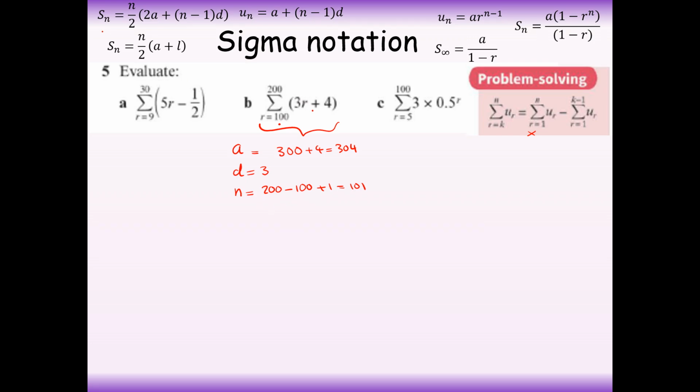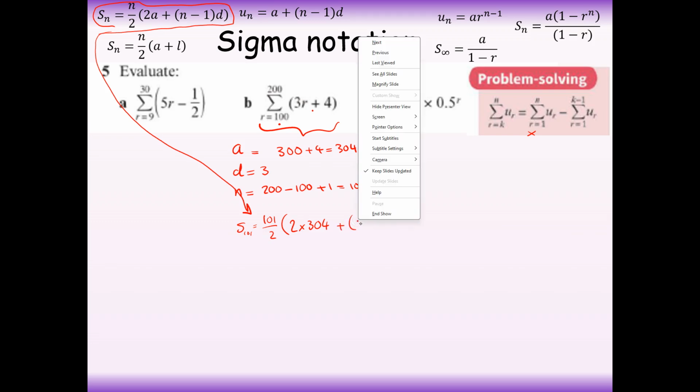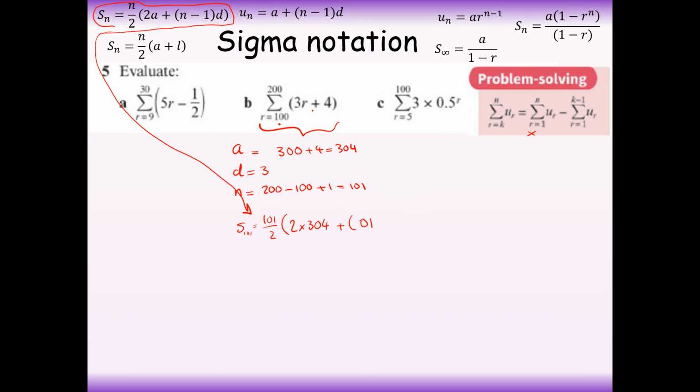Then I would use this formula here. Because this is an arithmetic sequence, its sum needs to use the arithmetic sequence formula. So I would use the sum of 101 terms being 101 over 2 times 304 plus n minus 1, which is 101 minus 1, times the common difference.